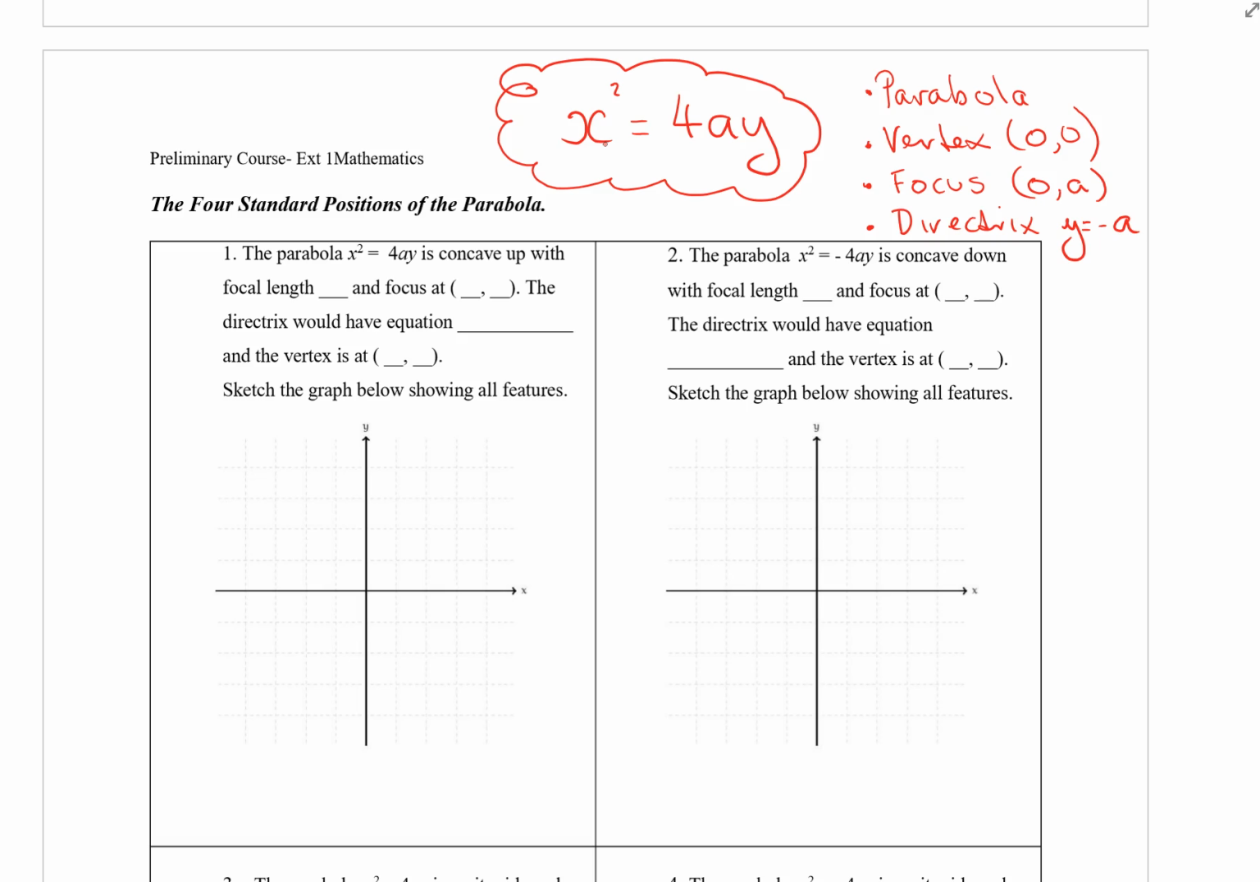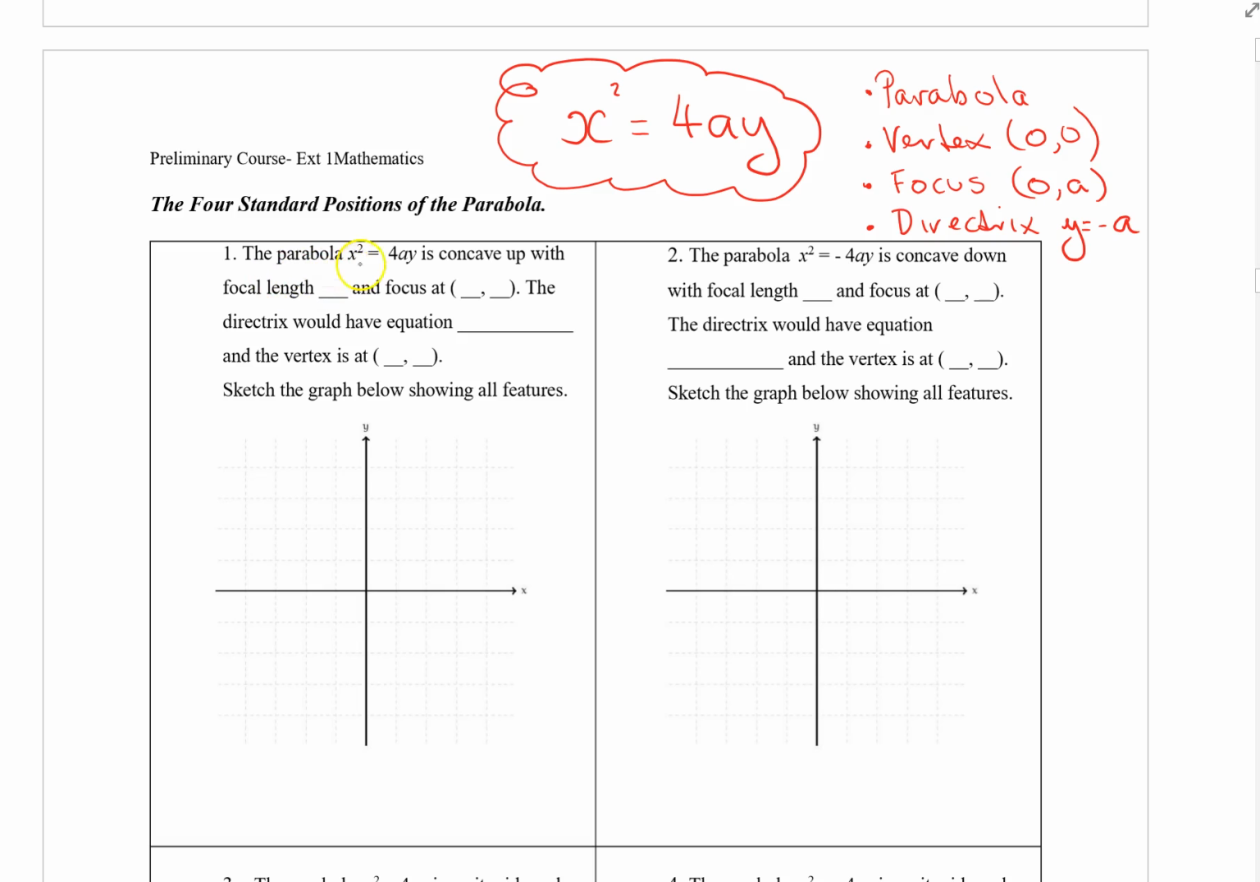So the information that's usually given we'll refer to as the focus and the directrix. And in this case, x squared equals 4ay will always be the general form for a parabola given. The vertex is at 0, 0. The focus is at 0, a, and the directrix is at y equals minus a. What you're going to see in this table are some variations, but first off, we're just going to restate that.